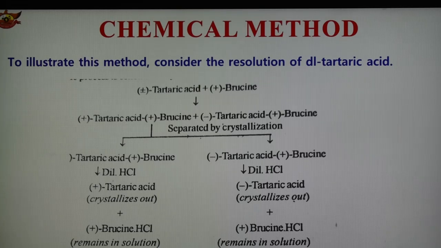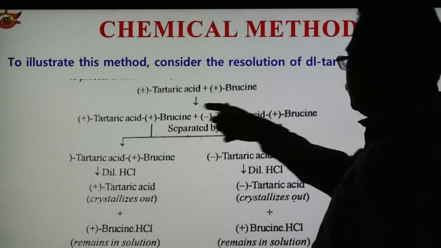So these two are separated. After the separation, each diastereomer is purified by recrystallization and treated separately with dilute HCl to regenerate the corresponding positive or negative tartaric acid, and this complete process is shown in this flow sheet diagram.